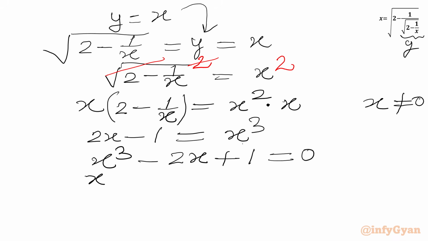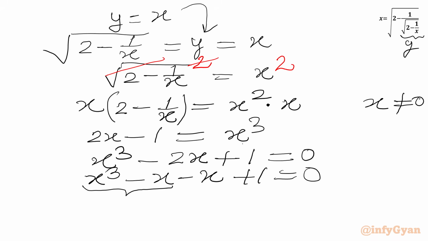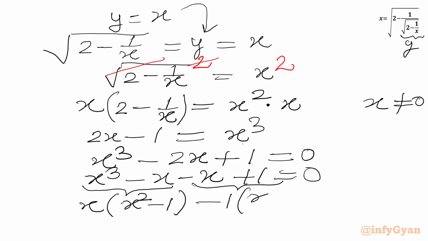Now this is cubic equation. I will use method of factorization. I can write minus 2x equal to minus x plus 1 equal to 0. Now from first two terms, we can take x common out. So in the bracket there will be x square minus 1. From next two terms, if we will take minus 1 common out, we will be writing here x minus 1 equal to 0.